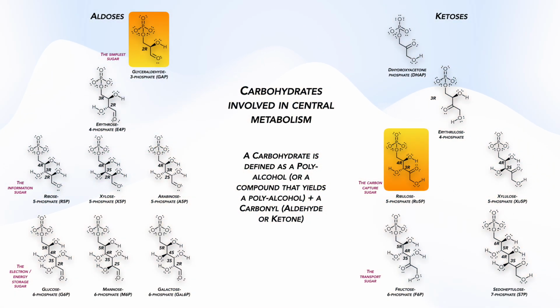Before following the reactions, however, we need a vocabulary of carbon skeletons. On the left are aldoses, whose open-chain carbonyl is an aldehyde. On the right are ketoses, whose carbonyl is a ketone. The smallest metabolically central aldose is glyceraldehyde 3-phosphate. Its ketose partner is dihydroxyacetone phosphate. 4, 5, 6, and 7 carbon sugars are created by repeatedly joining, splitting, and transferring fragments derived from these smaller units.